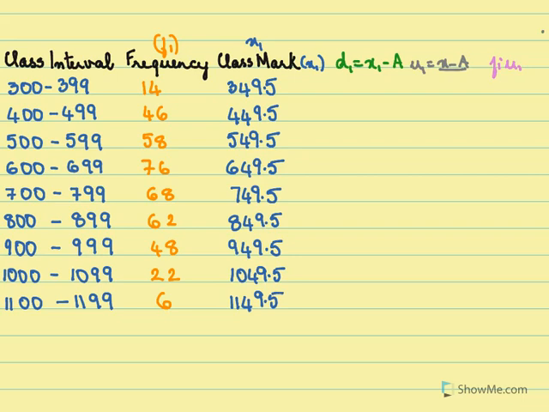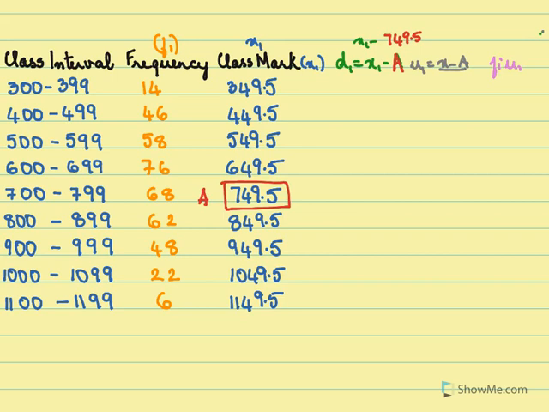In the next step column we need to find our DI. To find the DI, we first have to decide the assumed mean value, that is A, and that A we take more or less the middle value. In this case, the middle value is 749.5. So 749.5 is equal to A. To find DI, we subtract each of the xi's from 749.5. In fact, we subtract 749.5 from each of the xi's to get DI.